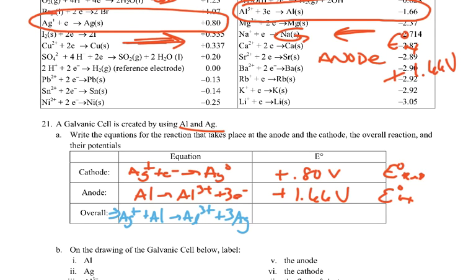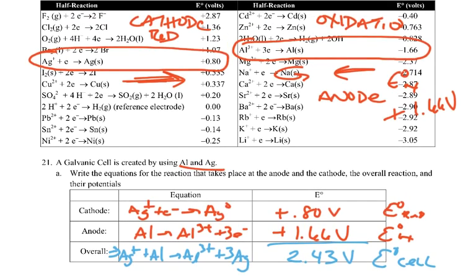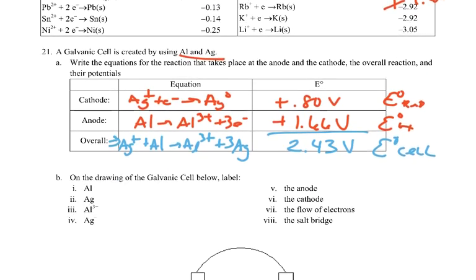Now what's going to be the voltage? We don't care that we multiplied by 3. We're just going to use these two numbers as is. Positive 0.8 and positive 1.66. I get 2.43 volts. And we would call that the E of the cell. So we just got several points by filling all that in, and this information right here on this chart. So again, that chart's really important.